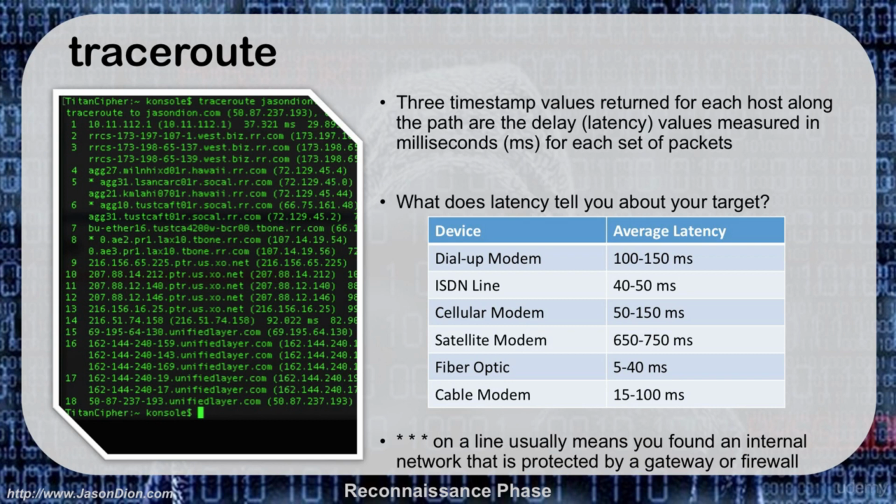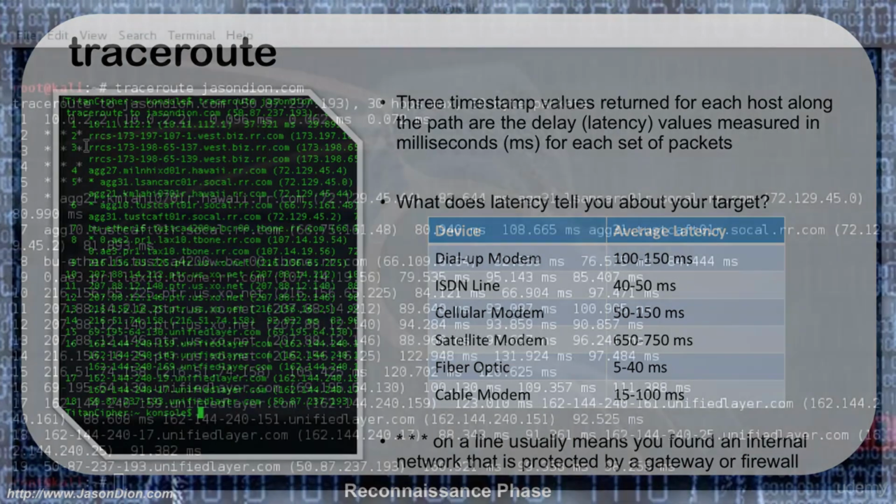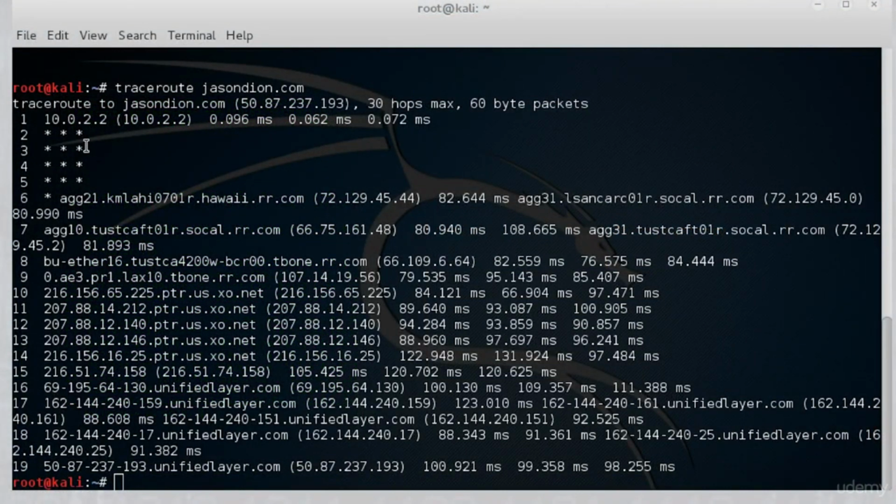If you're using satellite, you'll have a very high latency, around 600 to 700 milliseconds. If you're using fiber optic, it'll be very low latency, 5 to 40 milliseconds. So you'll be able to tell that as you're doing this traceroute, and it can start giving you some more information about the victim you're going after. And here's just an example of what a traceroute output looks like.